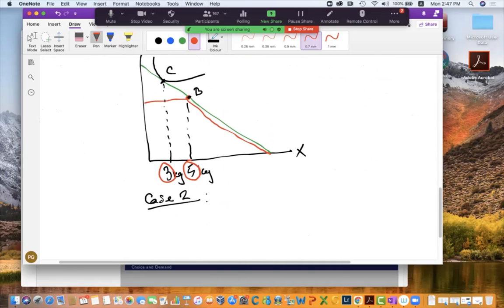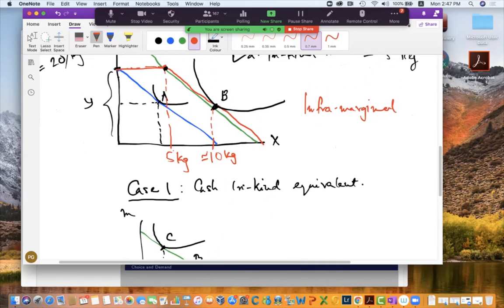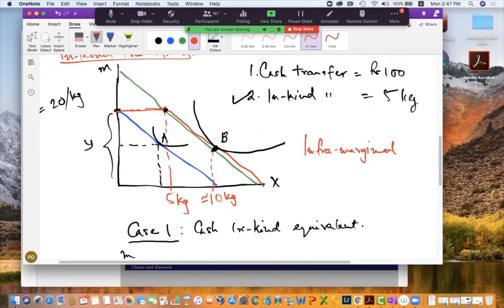So can you please explain the term inframarginal? In this case, what is happening? A cash transfer means you give the household full flexibility over those resources, right? When you give them 5 kgs of rice, you're taking away their flexibility. When you give them 100 rupees, they can still get 5 kgs of rice with those 100 rupees, right? But they can also get other things if they want.